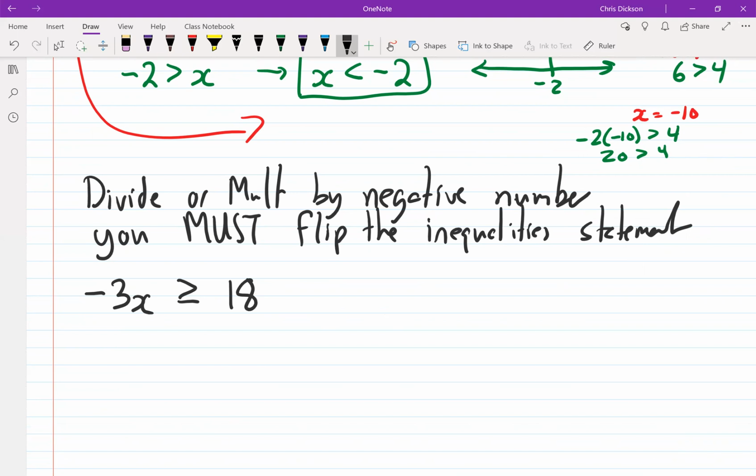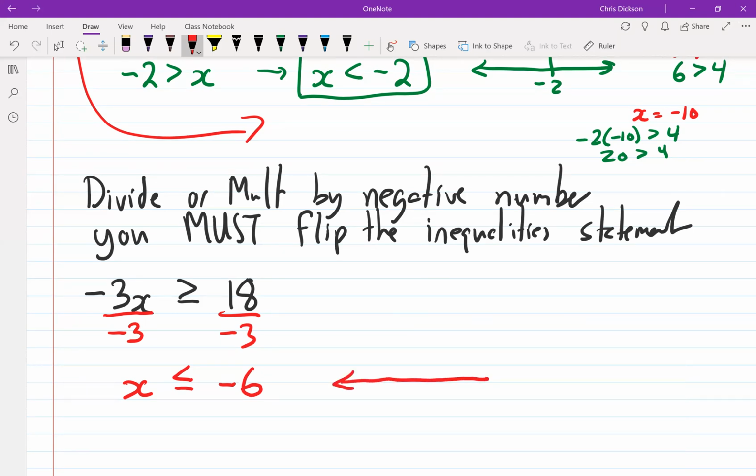Now, if I use the addition property, I don't make this mistake. It won't be a problem for me. But if I use the multiplication property, I'm going to create a problem for myself. So I'm going to divide both sides by -3. Dividing by a negative makes it positive on the left side, so I get x. And then 18 divided by -3 is -6. Positive divided by a negative is a negative. But now I have to flip the inequality symbol.